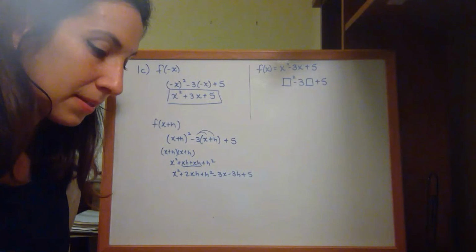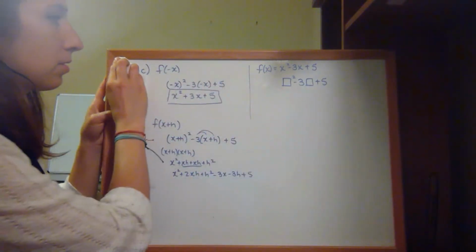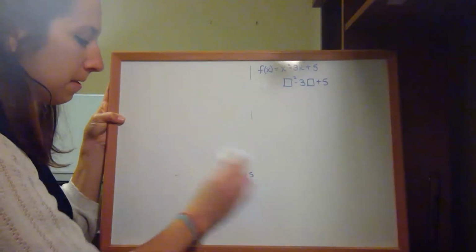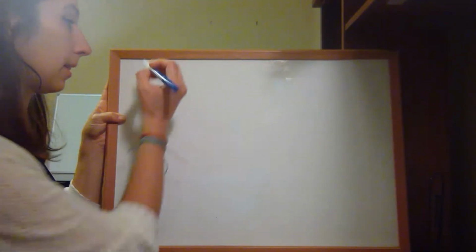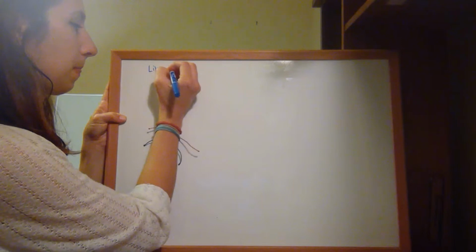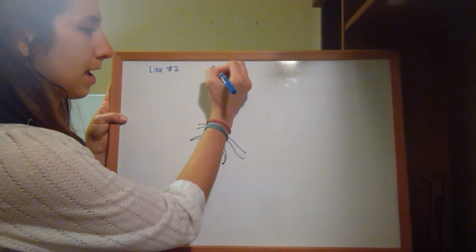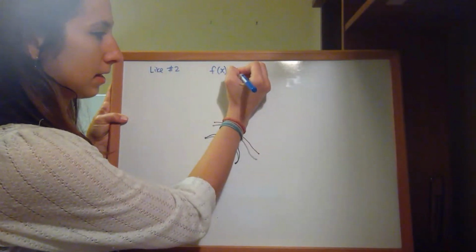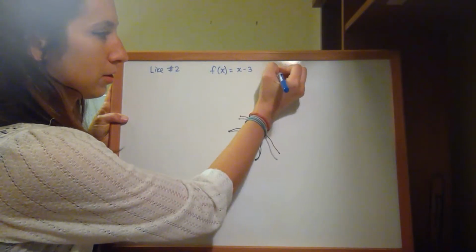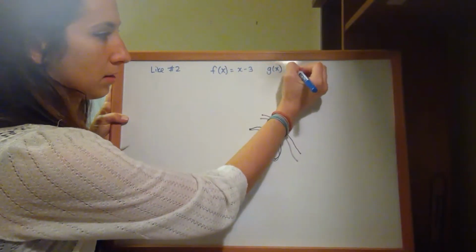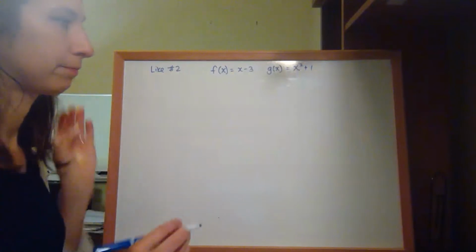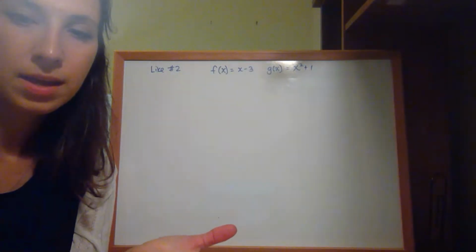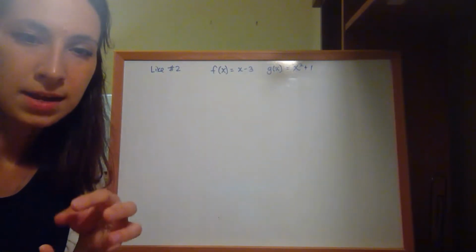Number 2 is a composition of functions. So what I'll do is I'll give you maybe another problem like that. So this is like number 2. Let's say f of x is x minus 3, and g of x is x squared plus 1. All right, so you have 2 functions. Composition is putting one inside the other.